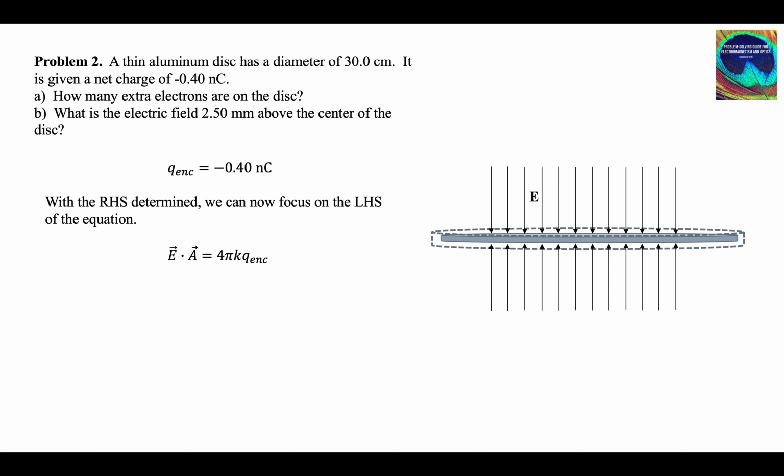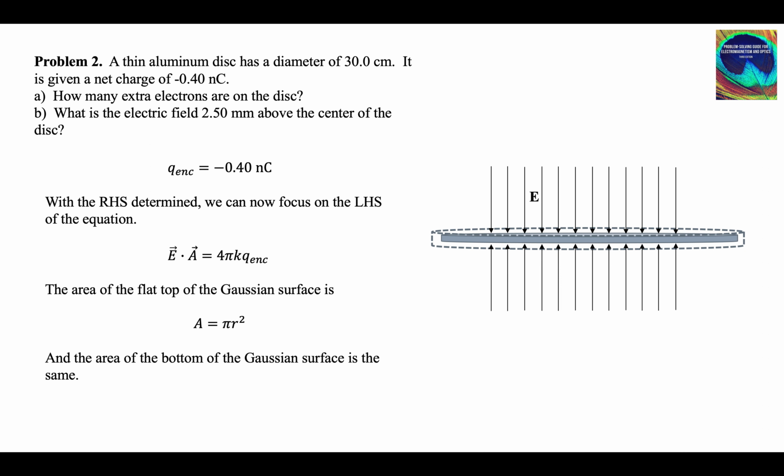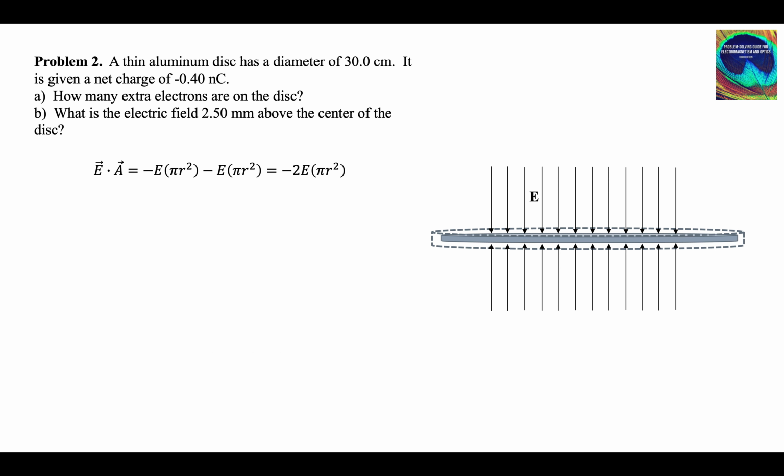Now we've got to do E dot A. We're going to ignore the curved edge because it's so small. The area of the top surface is pi r squared, same as the bottom surface. Field lines are going through the top and the bottom surface. For E dot A, the field lines are going in and the area vector's going out, so it gives you a negative sign when you dot E into A. I'm not worried about the negative sign. I know which way the field's going: the field's going towards the disk. I'm just looking for the magnitude.